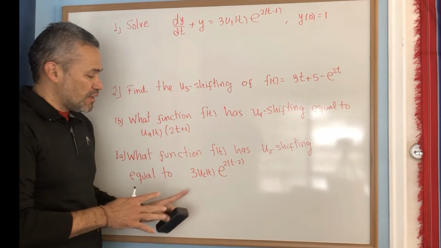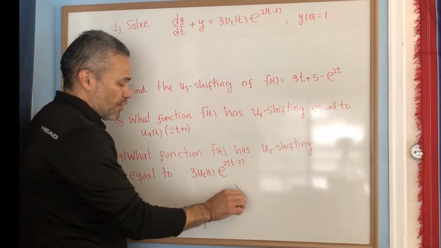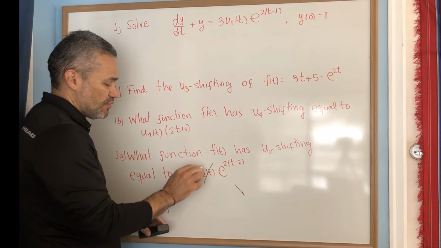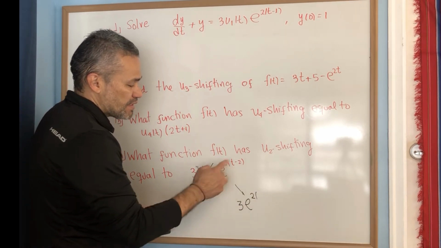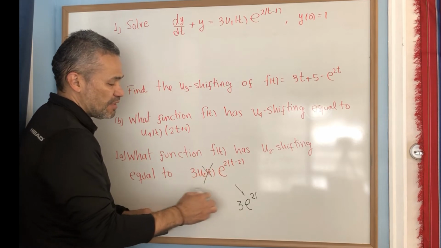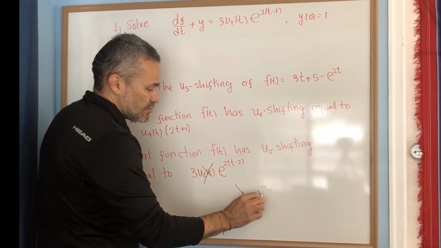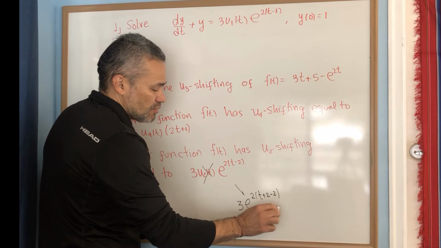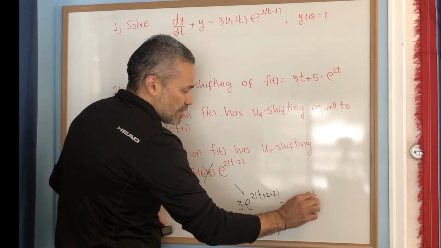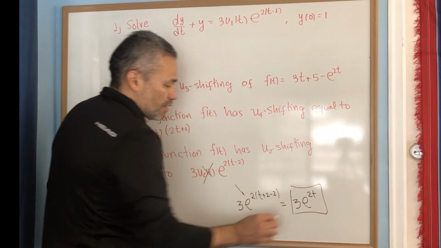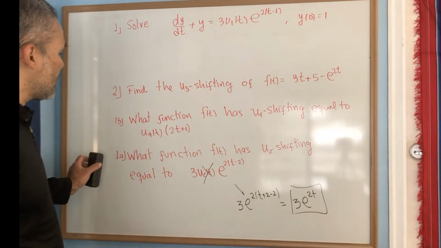In order to do that, we need to forget about the Heaviside function, and anytime we see that t, we replace it with t plus a. Then in this case, a is 2, it will be t plus 2 minus 2. And then the answer would be 3 times e to the 2t. Okay, this is the answer for the first one.